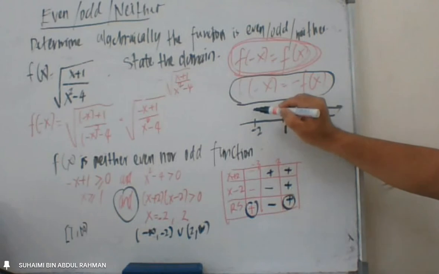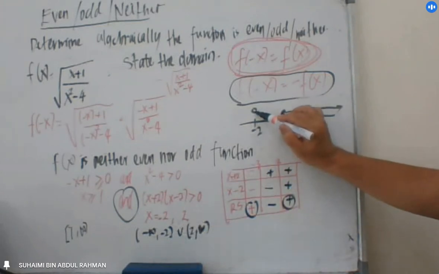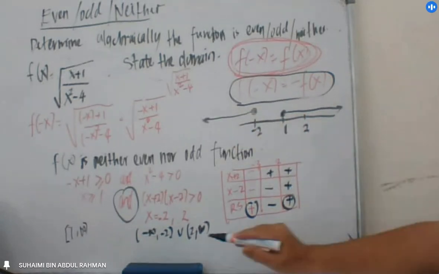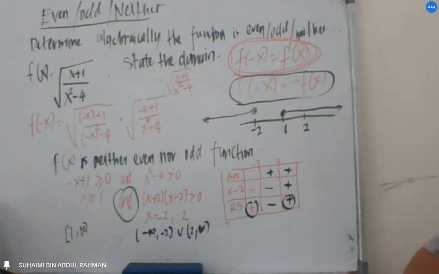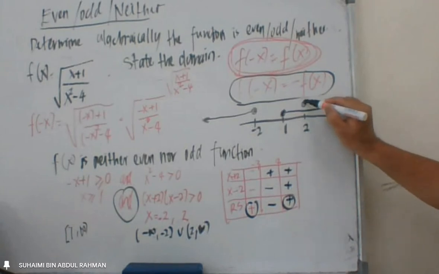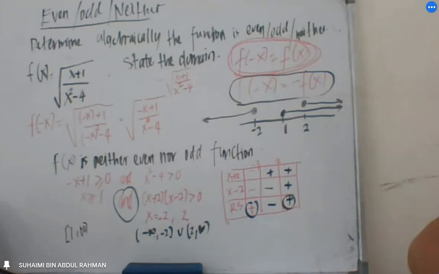Negative 2 to infinity. To negative 2, including or not including? No. Not including. Until negative infinity. Another one: 2 to positive infinity. Like this, right? You understand?